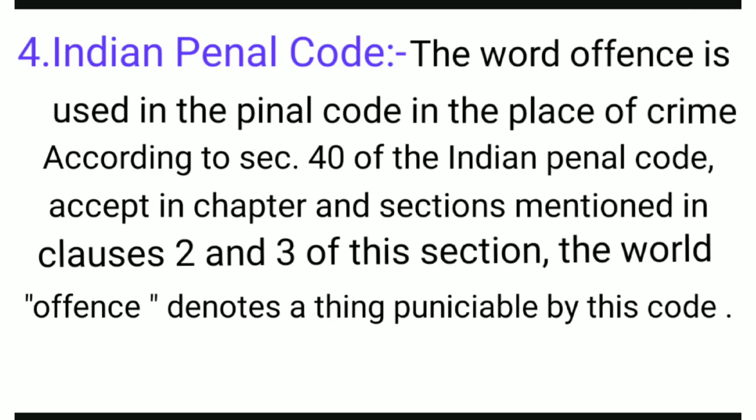Now let's see the definition of crime as per the Indian Penal Code. As there is no satisfactory definition, it is not defined in the Indian Penal Code. The word offense is used in the Penal Code in place of crime. According to Section 40 of the Indian Penal Code, except in the chapters and sections mentioned in Clause 2 and 3 of this section, the word offense denotes a thing punishable by this Code. It is to be noted the definition under Section 40 refers to offences prescribed by the Indian Penal Code 1860.